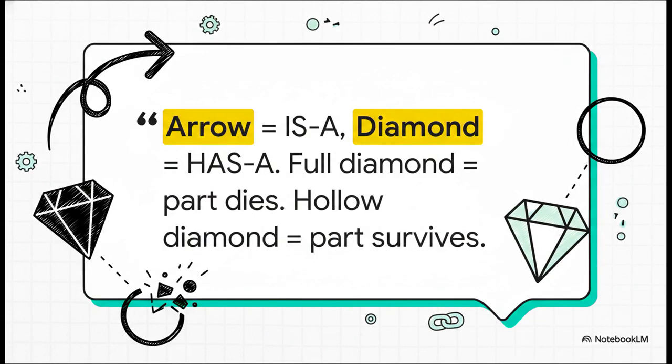So if you remember nothing else, please just burn this one line into your memory. This is your cheat code. Arrow means "is a." Diamond means "has a," and if that diamond is full, the part dies. If it's hollow, the part survives. That is the entire system in one sentence.